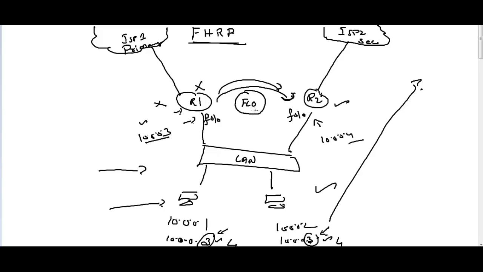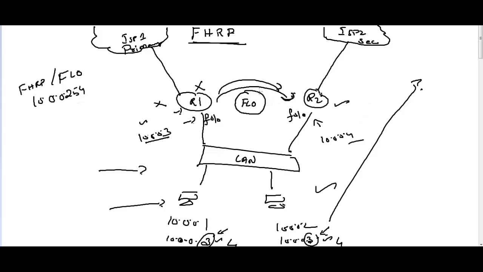which has an IP address. Let's say the IP address is 10.0.0.254, the last IP address in the subnet. So this is going to be the IP address of this first hop redundancy protocol. In other words, this is going to be the IP address of our floating router.